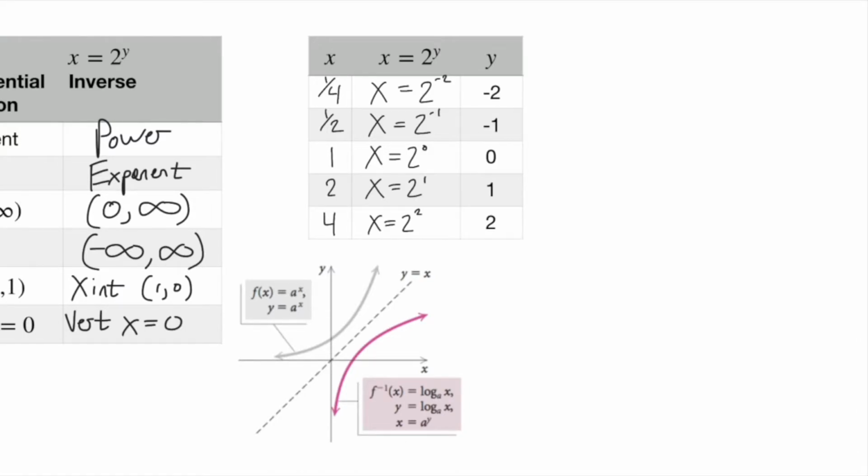If you plot all those points, here's the graph right here, the original and then the inverse. So let's look at that inverse. It does have a domain from 0 to infinity. There is a vertical asymptote of x equals 0. There is an x-intercept of (1, 0). There is a range of negative infinity to positive infinity.